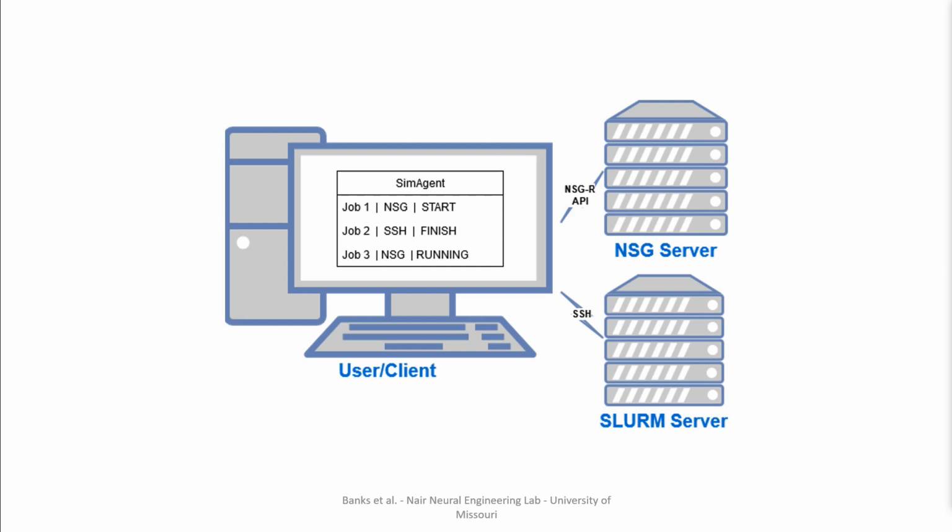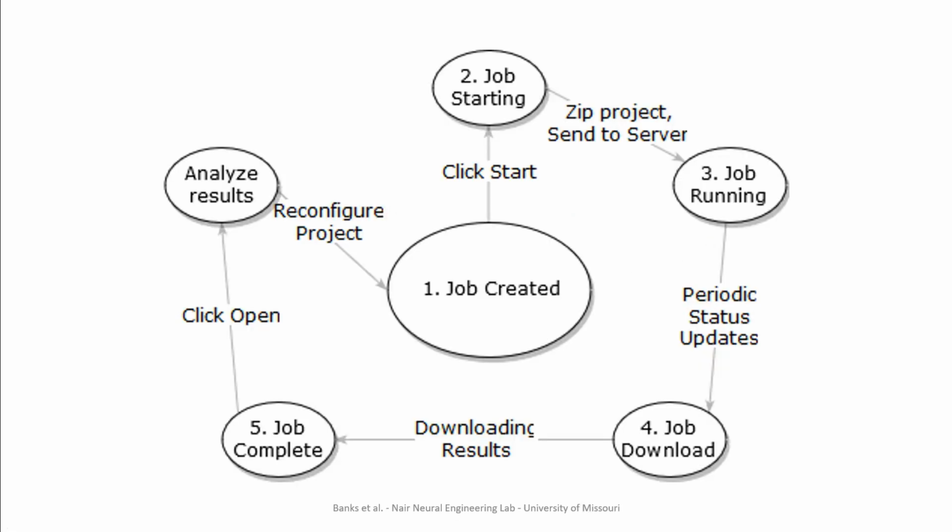SimAgent also works well with any server running Slurm through an SSH connection. Jobs are then tracked until completion, and the results are automatically downloaded back to the user's machine. So in general, SimAgent follows this process to complete jobs.